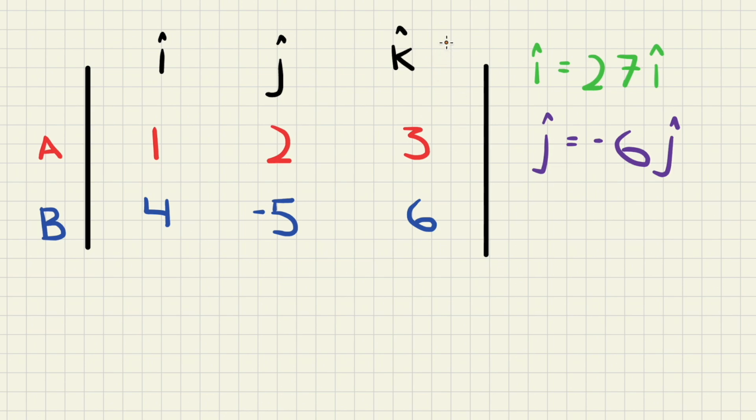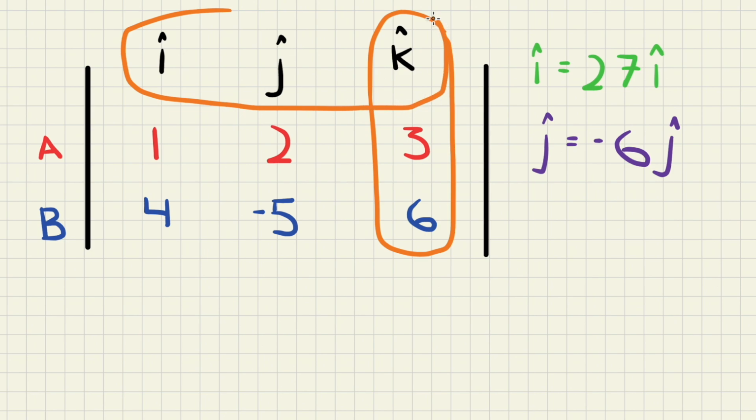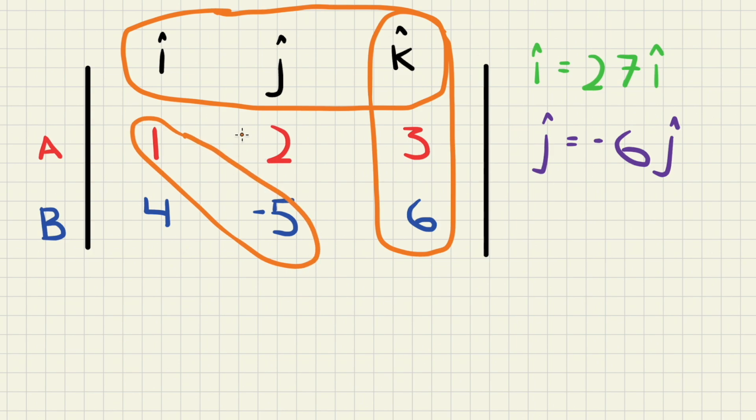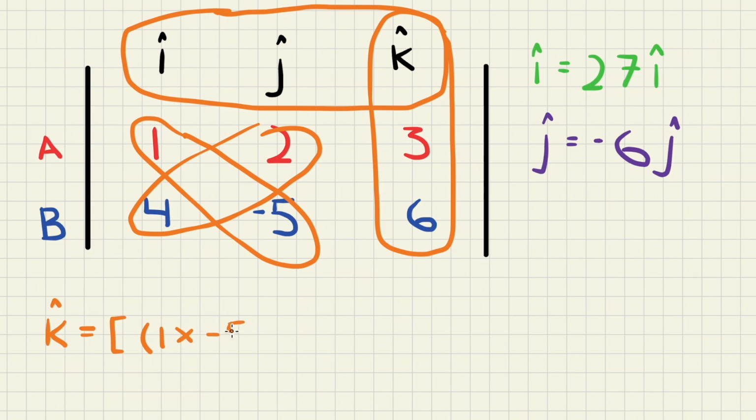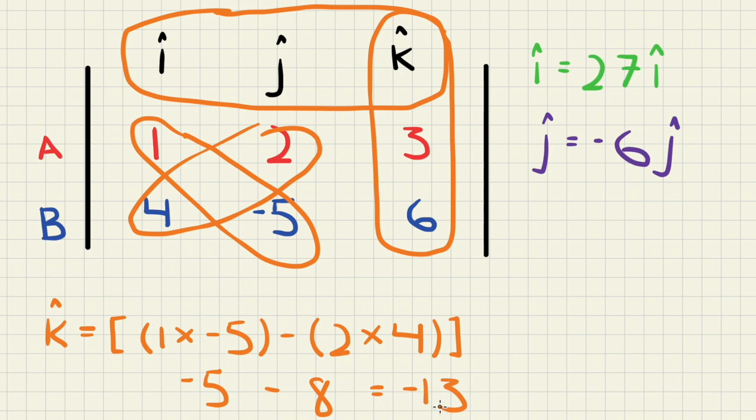And we're going to repeat this process for our last value, our K value. So we're going to circle the row and the column and use what we're left with, these ones right here. So we're going to take the product of these diagonals and these diagonals. So the product of K is going to be 1 times -5 minus 2 times 4. I have -5 minus 8, which is going to give us -13. So our K product is -13.